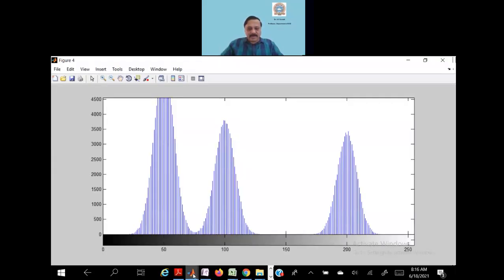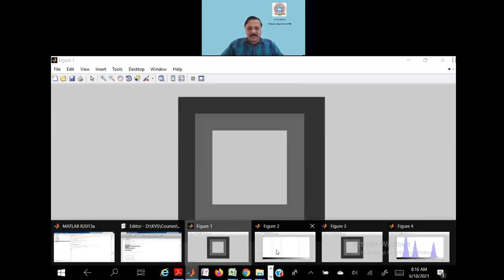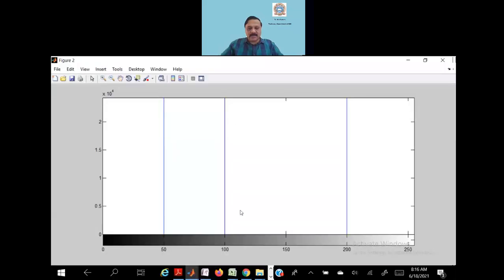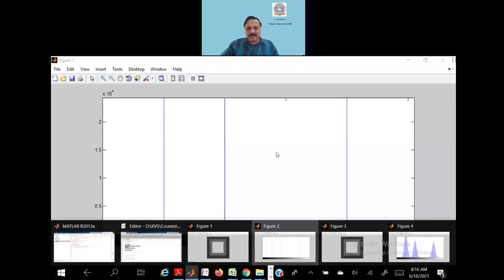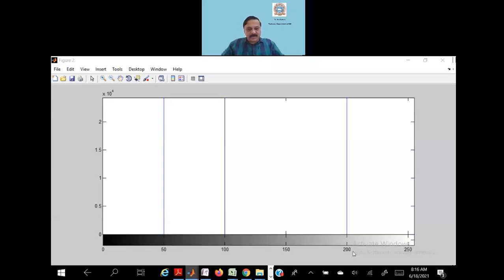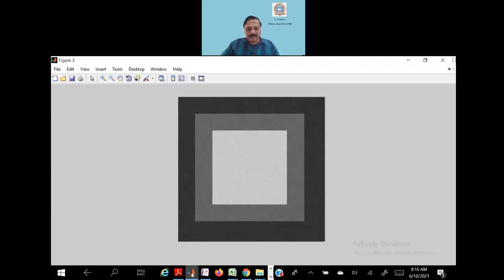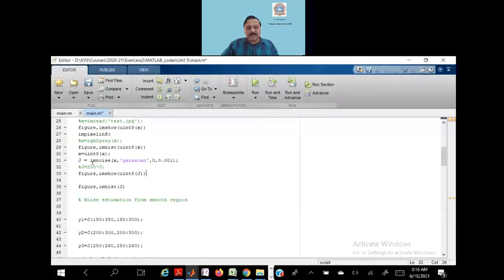Okay. So observe, this was the original image and this is the histogram. You have three spikes. Are you able to see the window? Yes, sir. Okay. And this is the image corrupted with Gaussian type of noise. How can I justify that? Just look at the code. imnoise is the command to add noise to an image. So I have given within quotes Gaussian. If I give salt and pepper here, it will add salt and pepper noise. If I give uniform here, it will add uniform distribution.